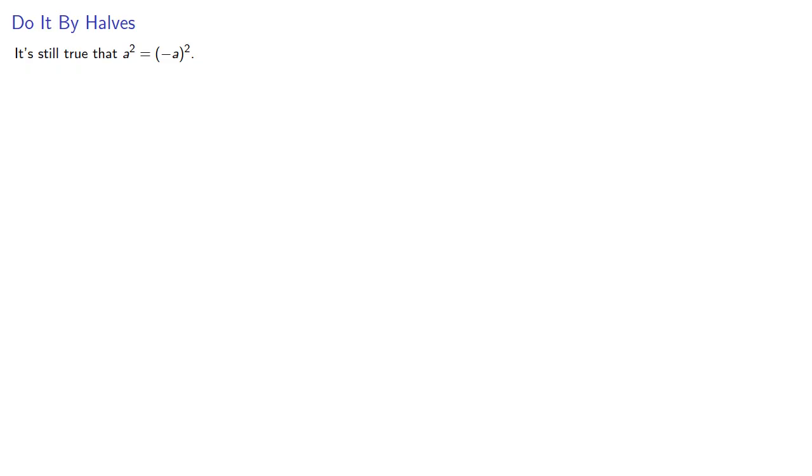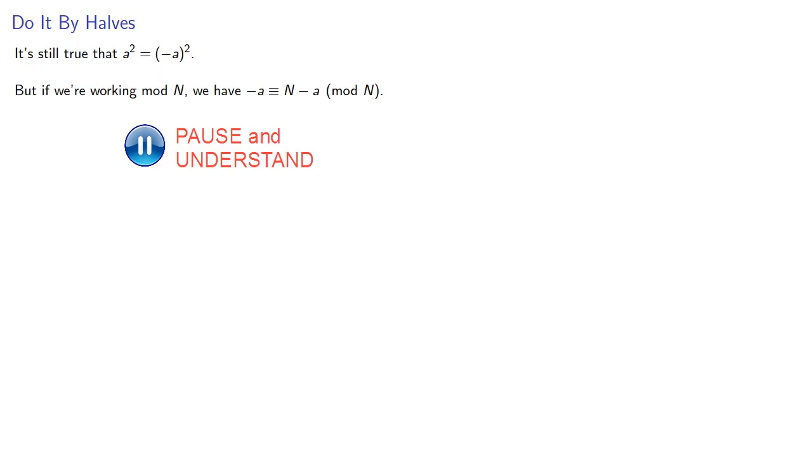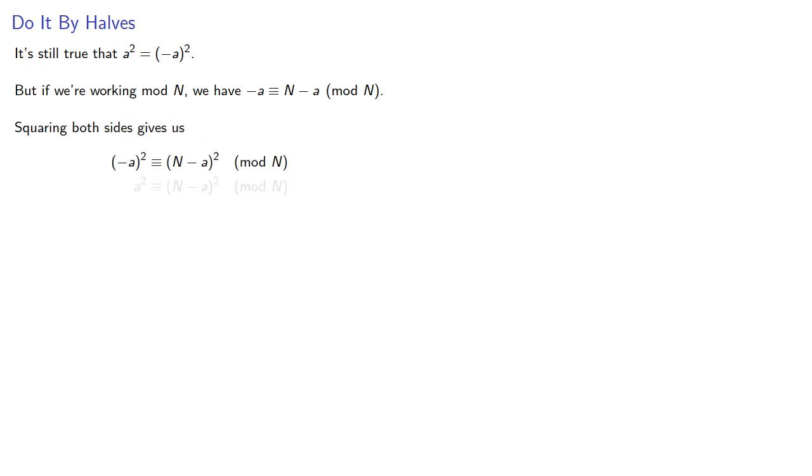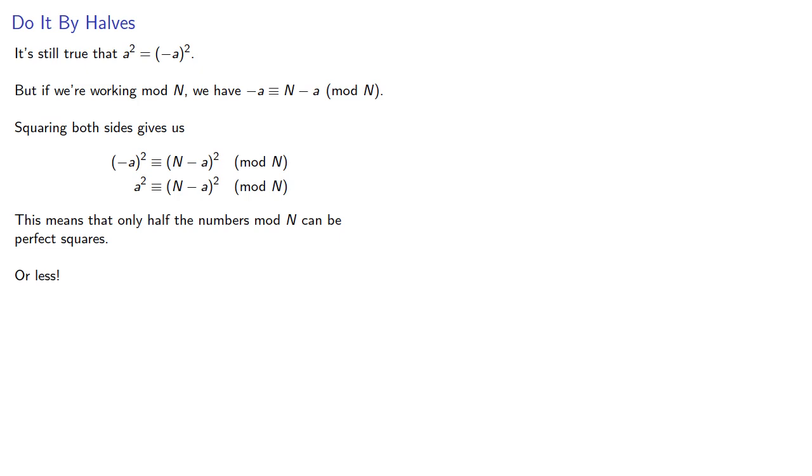Now, it's still true that a squared is equal to negative a squared, but if we're working mod n, we have negative a congruent to n minus a. Squaring both sides gives us, and this means that only half the numbers mod n can be perfect squares, or perhaps even less.